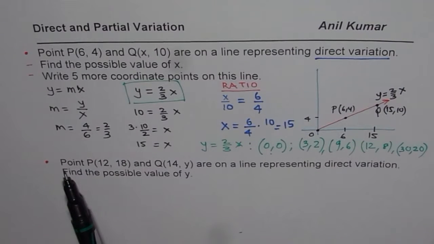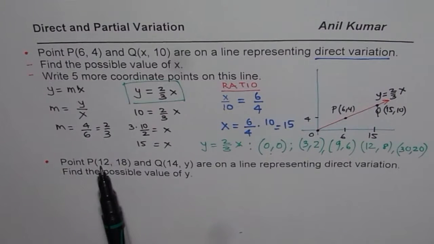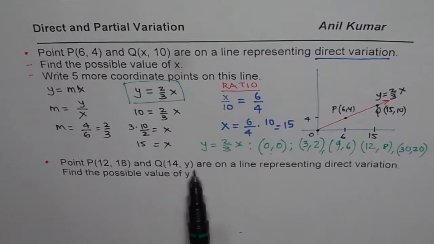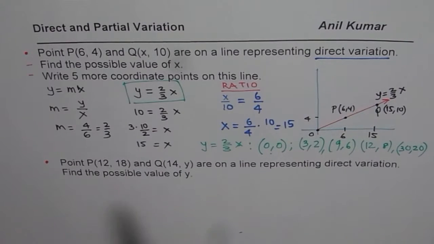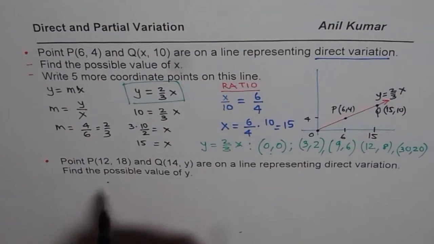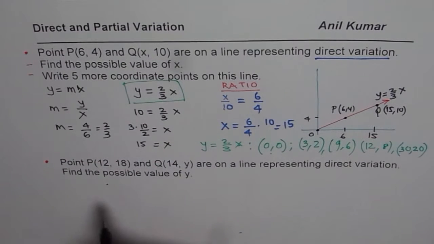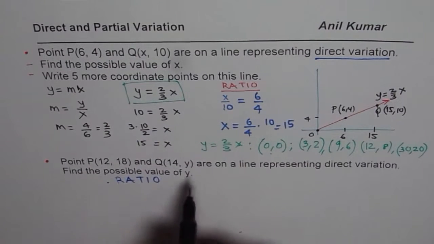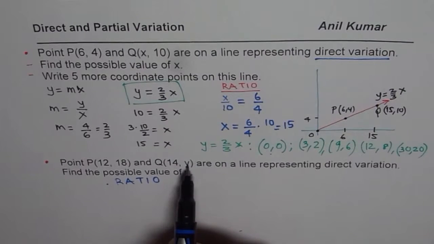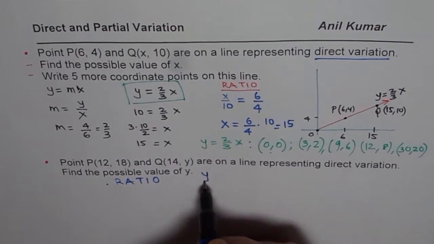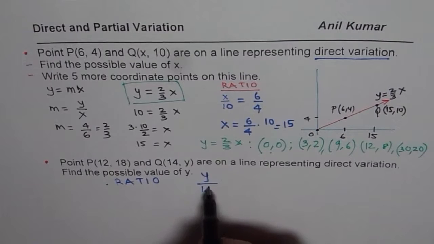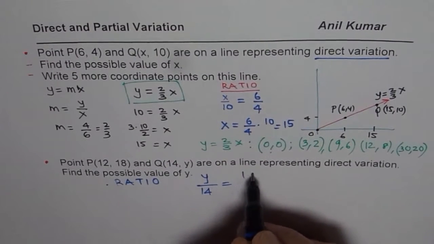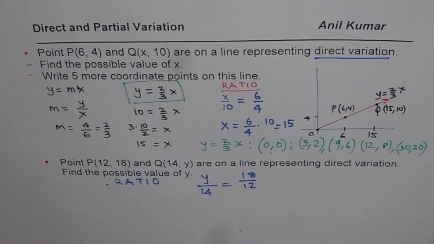Now let's look into the second question. It says point P is (12, 18) and Q is (14, y), and these are on a line representing direct variation. Find the possible value of y. My first question is, how are you going to solve this? Which method to use? The first choice should be ratios. Direct variation, only one point, ratios. You need to find the value of y. So we write y over 14, this ratio, is constant. Therefore, it equals 18 over 12. You get the idea, right?